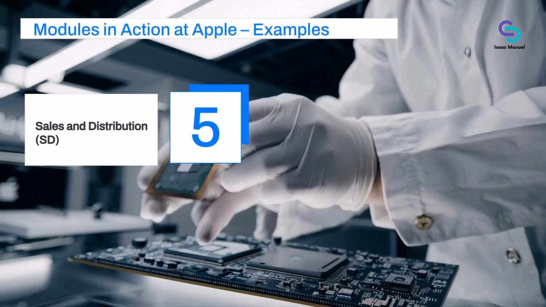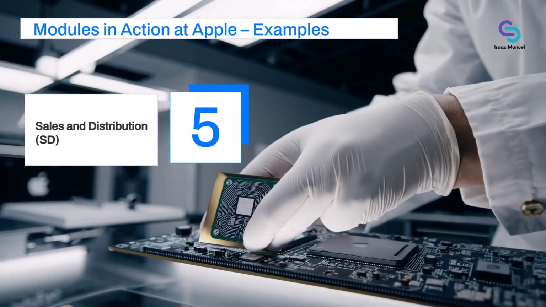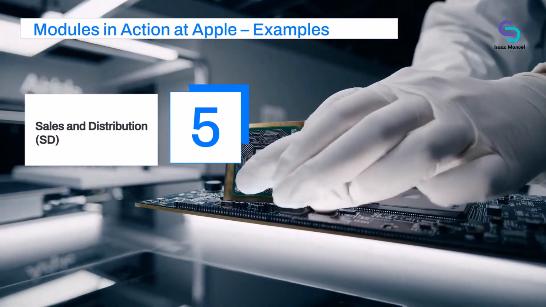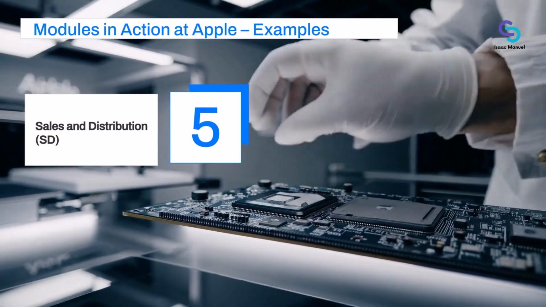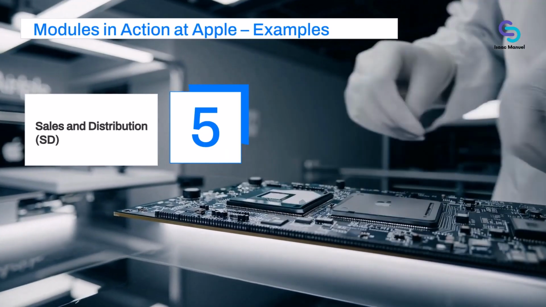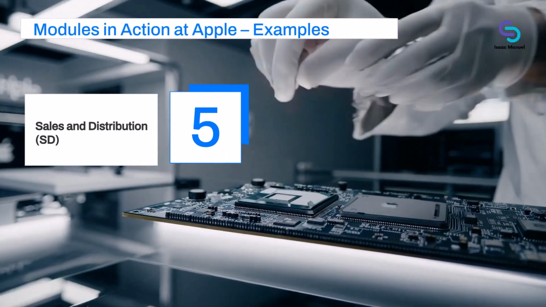Think about buying an iPhone from apple.com. You place an order. This triggers the sales order process in SAP. The sales module checks if the iPhone model you want is available in stock, integrating closely with inventory. It applies pricing, including any discounts, maybe a promotional code you had, and taxes based on your location. Once confirmed, the order moves to delivery.